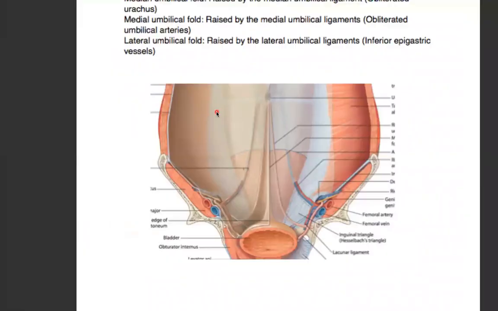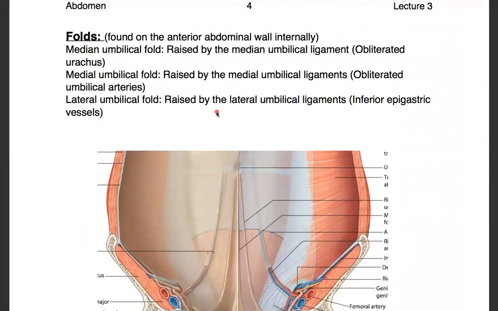The other thing is the omental folds. The folds are somewhat important. The folds are ligaments covered by peritoneum. The folds, the ligaments, with peritoneum around them.